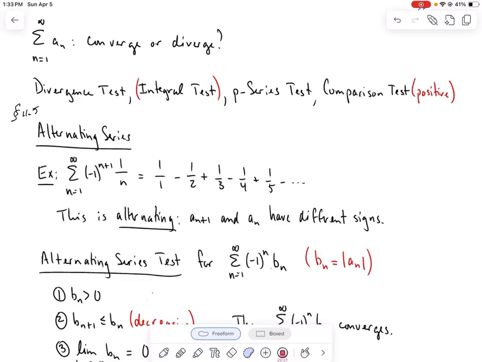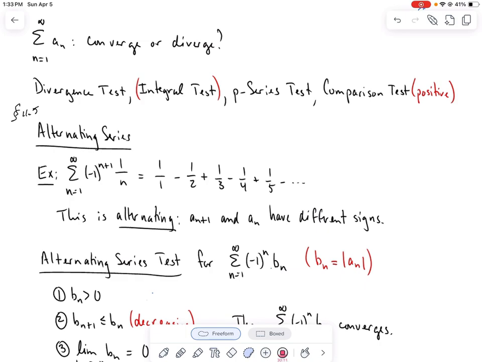Section 11.5 Alternating Series. In this section we will talk about how to check whether an alternating series is convergent or not, and what an alternating series is. Before that, what have we done up till now? In this chapter we have learned how to apply the divergence test. That helps us rule out a series that is divergent, so that we don't have to check whether it is convergent or not.